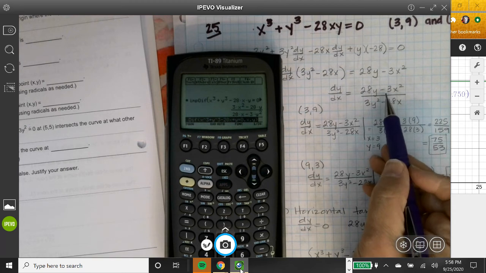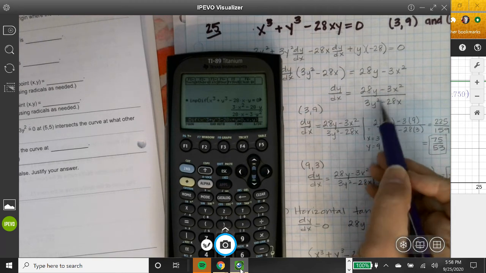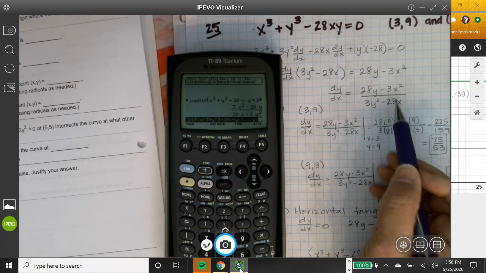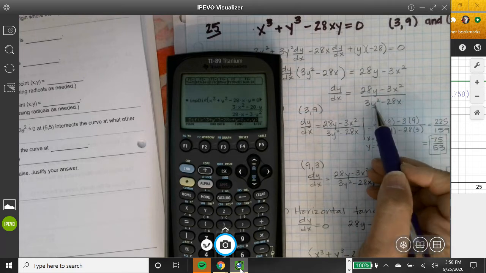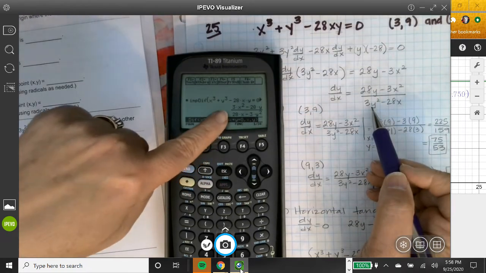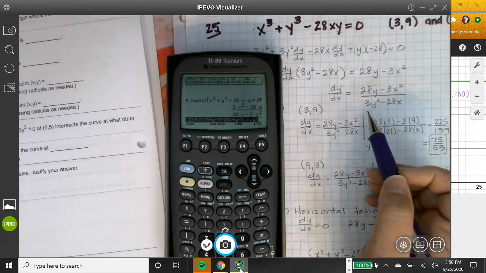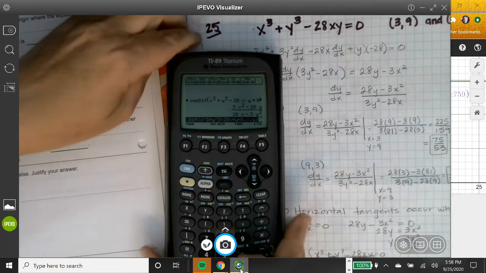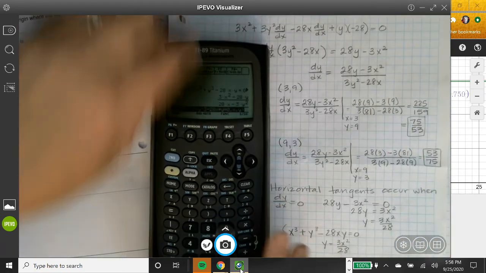And as I noted, mine's backwards on the numerator, but it's also backwards in the denominator. That means if I were to factor a -1 out of this and a -1 out of this, it would match this exactly. So these are equivalent. Okay, so let's say I wanted to find the slope at 3, 9.